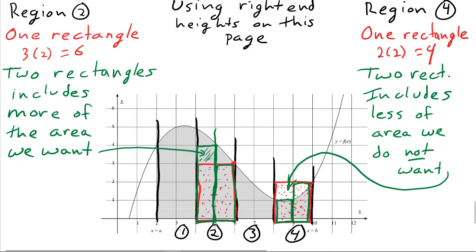So when the rectangles become narrower, the heights of the rectangles are able to better follow our curve, and we get more of the area we do want, less of the area we do not want, and generally speaking, a more precise estimate of how much area is under that curve.